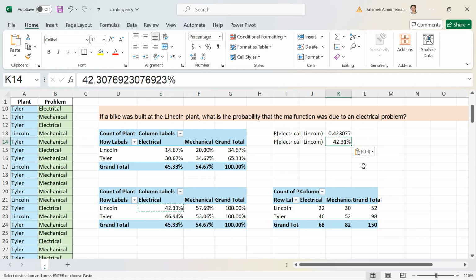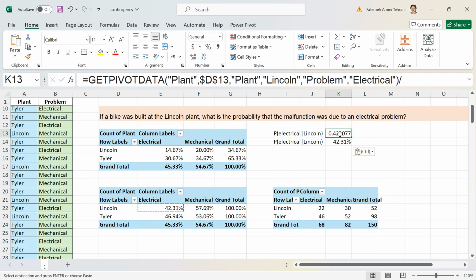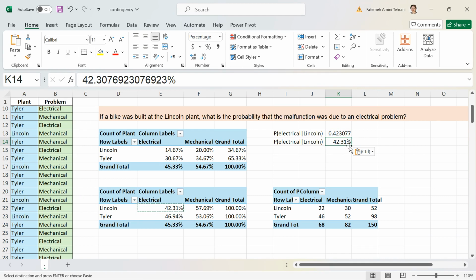Look at here. Same number, P of electrical problem if the bike was built at Lincoln plant is 42.31%, same number. It's the number I got by the joint probability, it's the number I got by the conditional probability table I made here.